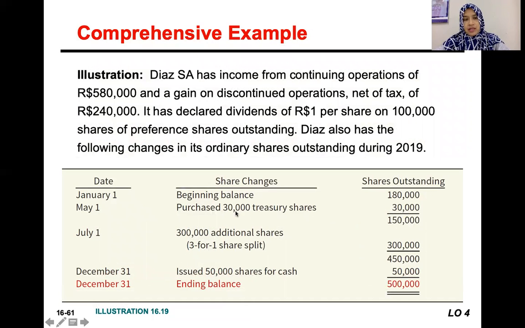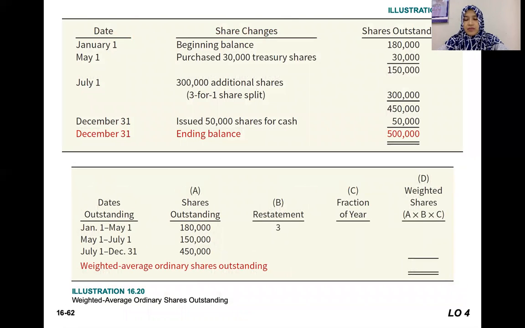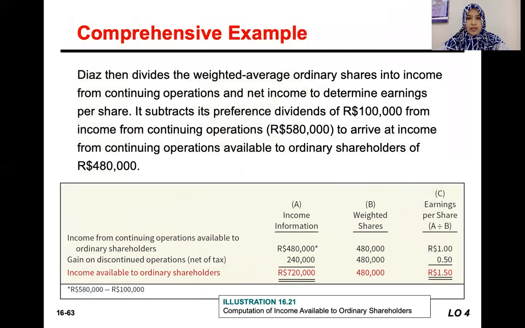Okay, this is a similar example. Let's say the company offers a share split, 3 for 1, on July 1st, 300,000 additional shares because of the share split. So we need to do the restatement for the previous shares outstanding. The restatement is 3 because it is 3 for 1. We multiply by 3 because we assume the share split also becomes part of the total outstanding shares from the beginning of the year. So we get the weighted average ordinary shares outstanding.